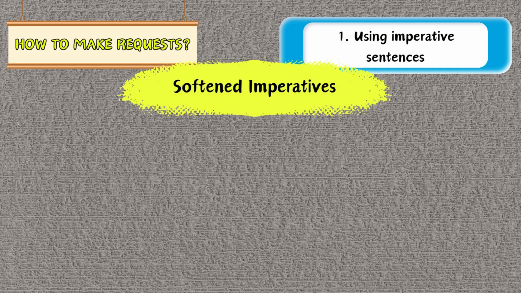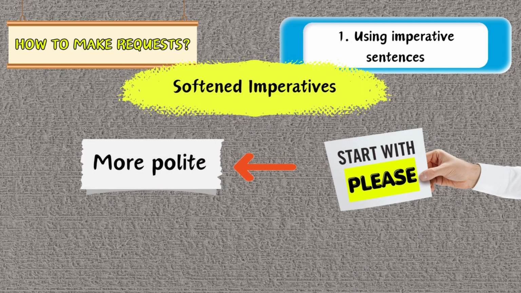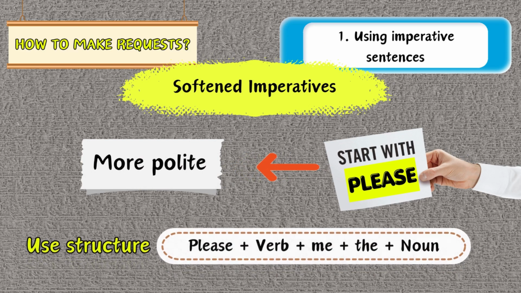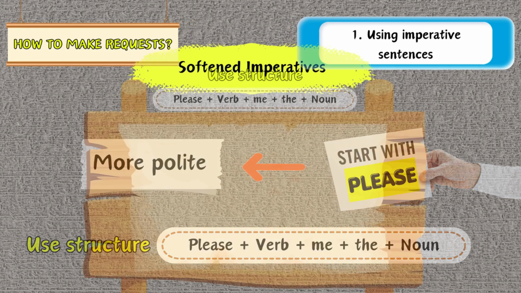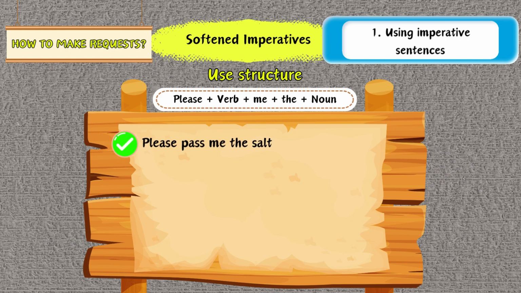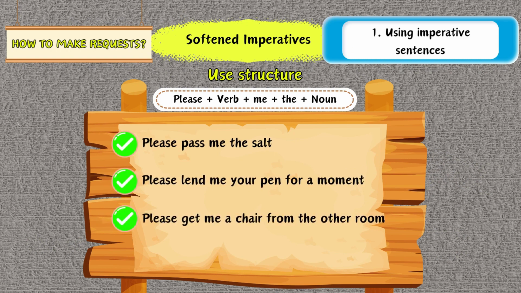Start the imperative sentence with please to make it more polite. The structure please plus verb plus me plus noun is a common way to make polite requests. Here are more examples. Please pass me the salt. Please lend me your pen for a moment. Please get me a chair from the other room. Please hand me the stapler from your desk.